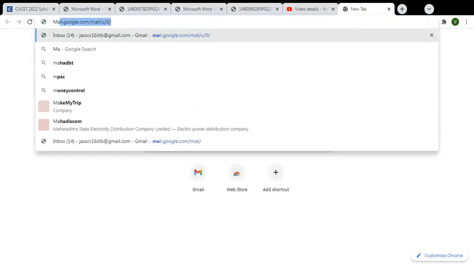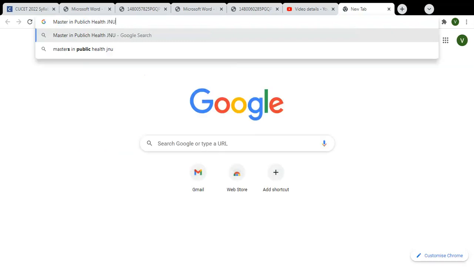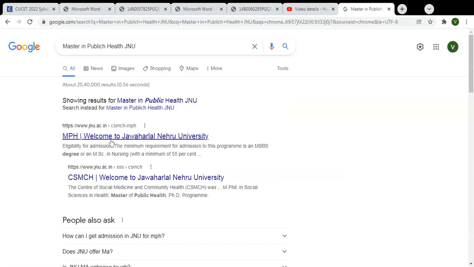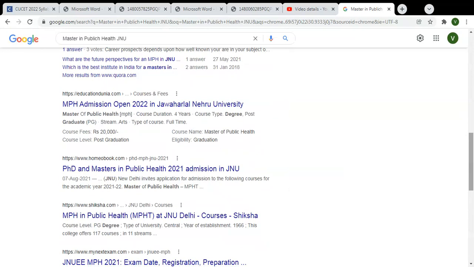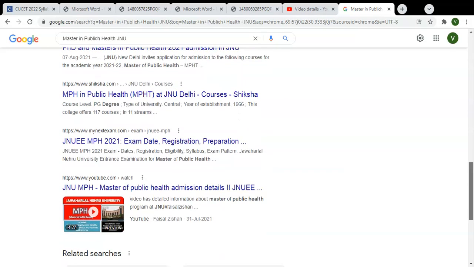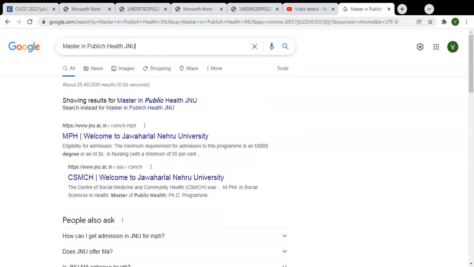So we can search public health JNU, just so we know the first syllabus, which is much important and quite influential maybe for your preparation. Where can we get the papers here? Let's see if any papers are available. There are some videos and no paper.